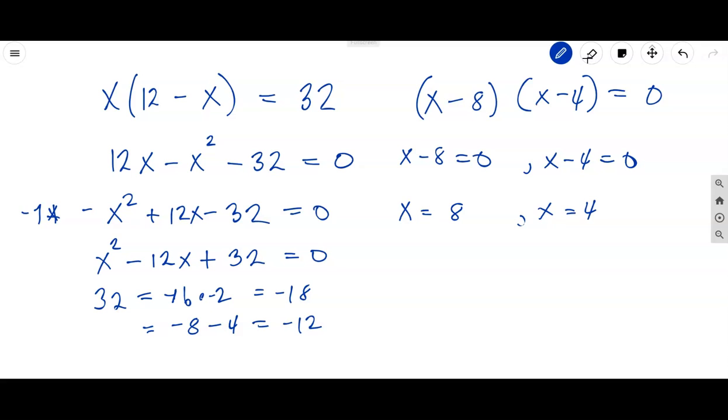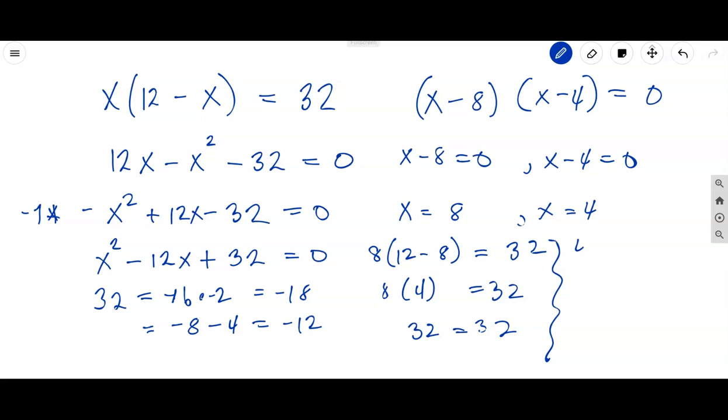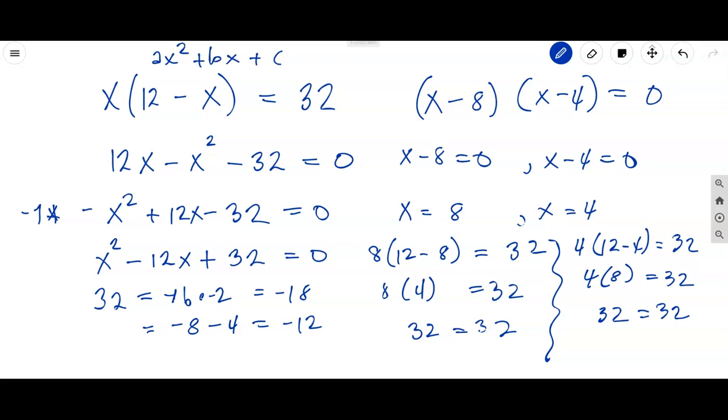When we are going to check that, let's say x equals 8. We have 8 times 12 minus 8 equals 32. So 8 times 4 equals 32, and 32 is equal to 32. The other side, we have 4 times 12 minus 4 equal to 32. So 4 times 8 equals 32, and we get 32 equal to 32. Remember, guys, that when we are going to factor the equation, we have to make it in the form of ax squared plus bx plus c equal to 0. Okay, let's try one more example.